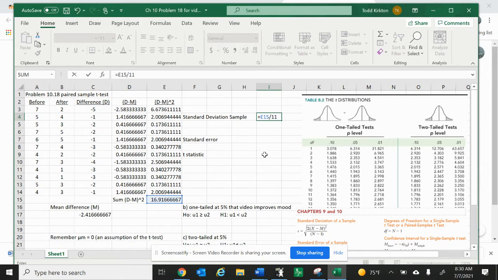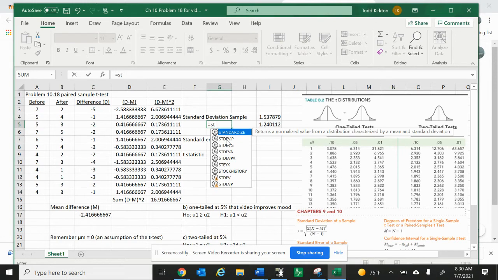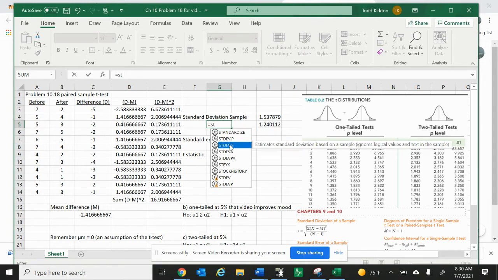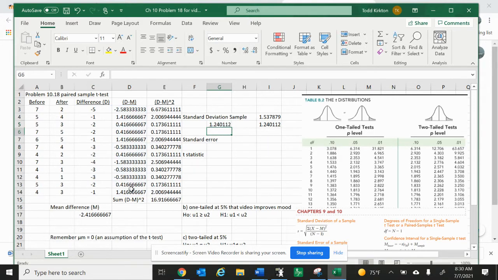So if I just take that sum divided by 11, and then I take the square root of that number, that gives me my standard deviation of the sample. Some people have also figured out that you can use the standard deviation of the sample formula, but you have to make sure you use this column if you're doing that and not the squared. A few of you have done it with the squared and messed it up. So those are the same either way. That's my standard deviation.